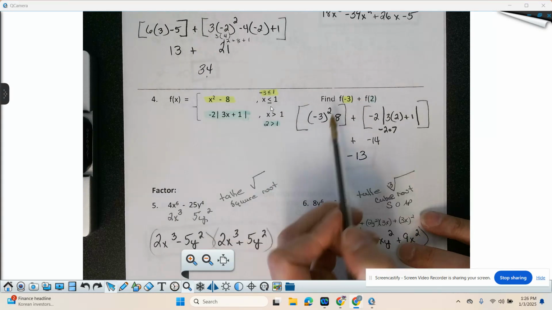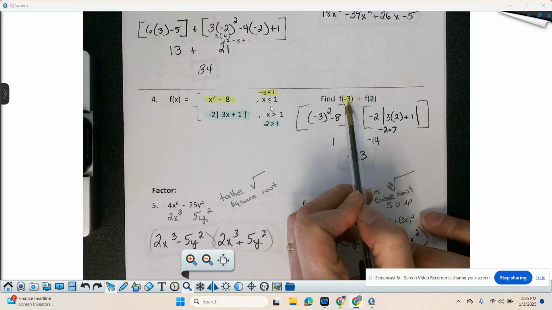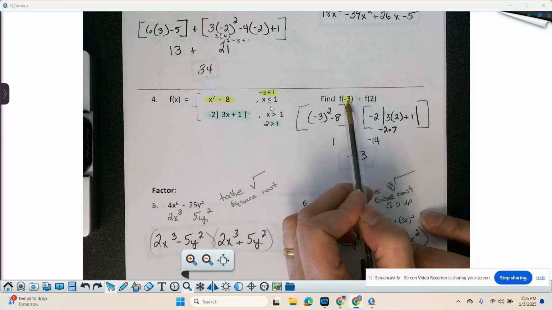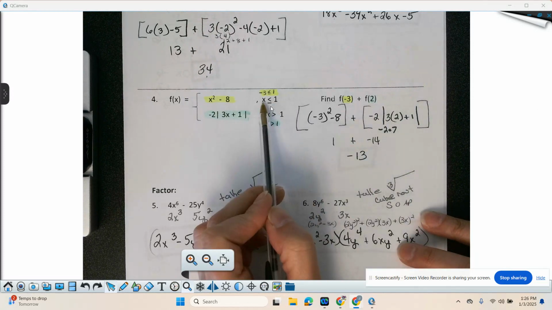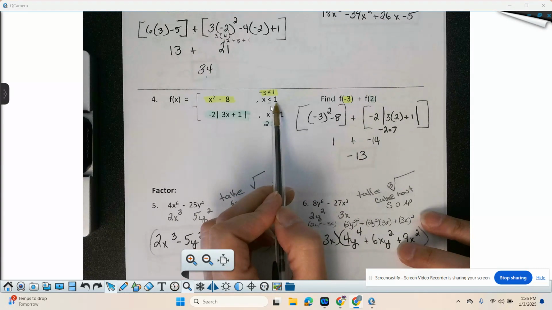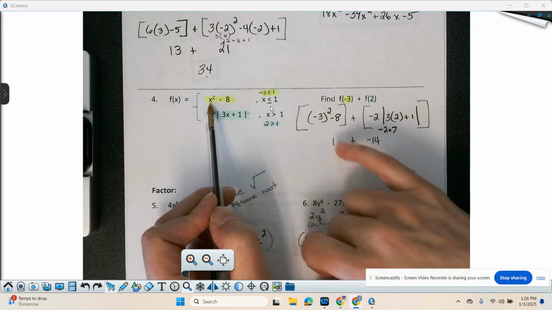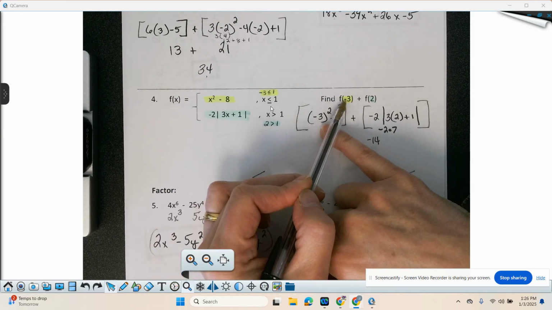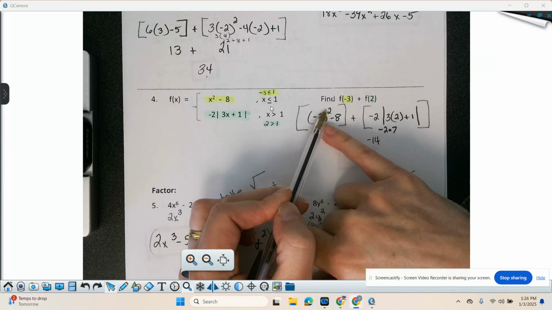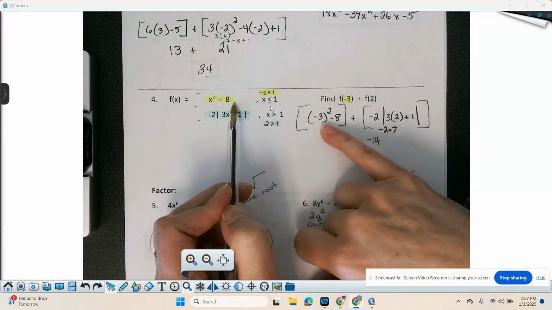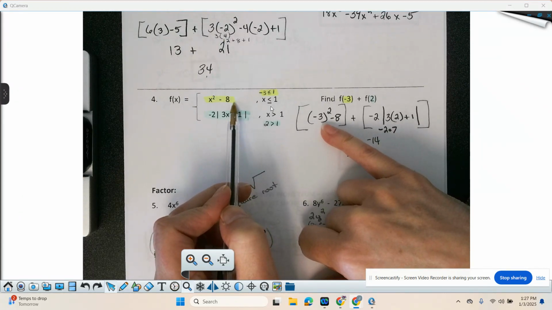So when they want you to find f of negative 3 plus f of 2, you need to first figure out which equation you are going to use for f of negative 3. So is negative 3 less than or equal to 1? Yes. Then we're going to use this equation. So I'm going to say x squared, remember your x is negative 3, so x squared minus 8 comes from right here. You can work that out if you want to, or we can just go ahead and finish up the rest of this problem and then simplify.